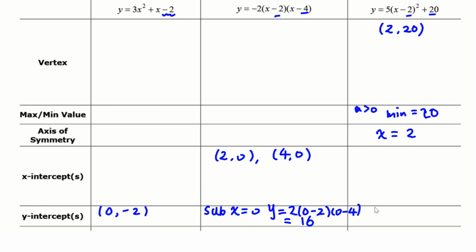And for the last one, we are subbing x equals 0. We are going to have y equals 5 times (0 minus 2) squared plus 20. Then 2 squared is 4. Do the exponent first. Then 4 times 5 is 20. 20 plus 20 is 40. So this is the information. We don't have to do a lot of manipulations, and then we can find them.